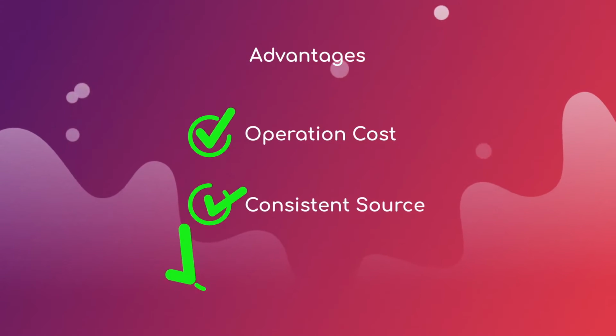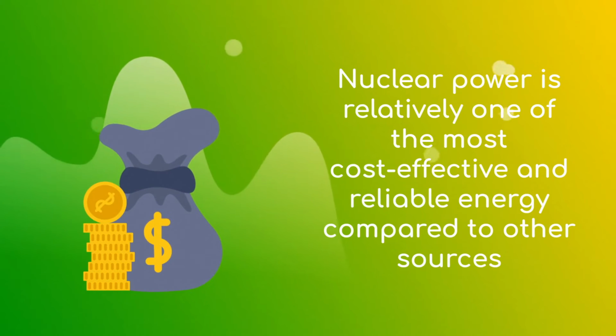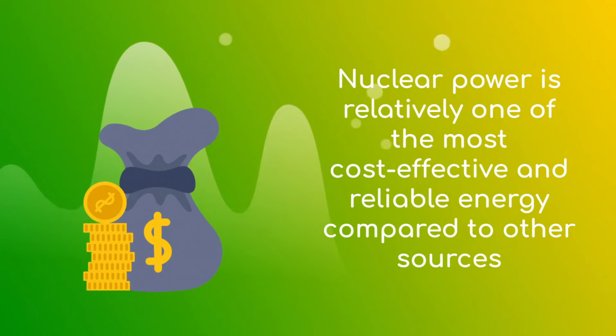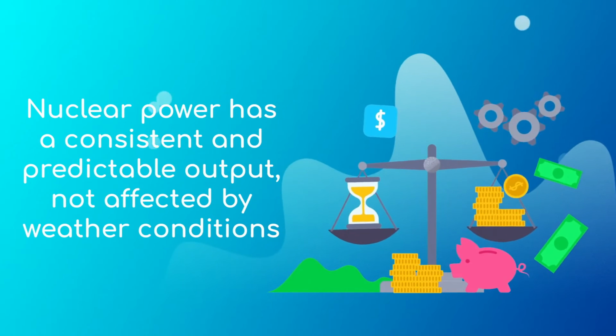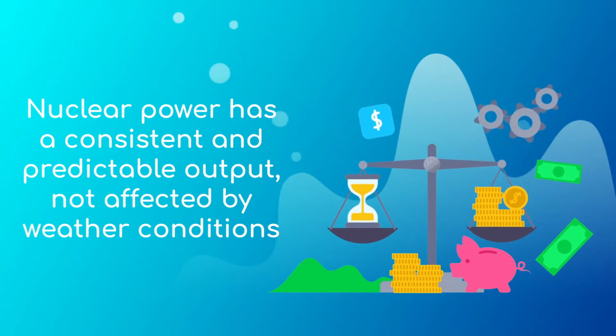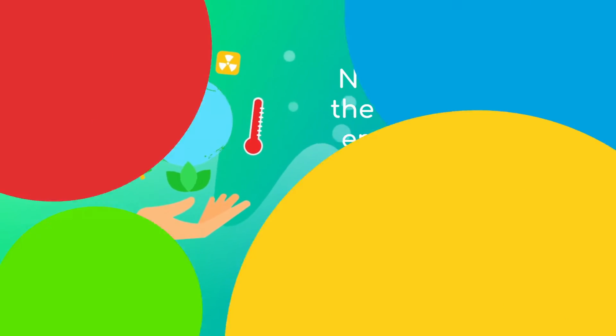Advantages: operation cost, consistent source, pollution rate. It is relatively one of the most cost-effective and reliable energy compared to other sources. The cost of generating electricity is cheaper overall. Has a consistent and predictable output. It is not affected by weather conditions compared to other sources and has a lifespan of 70 to 80 years. It is the lowest carbon emission energy source and a lower carbon footprint compared to other sources.